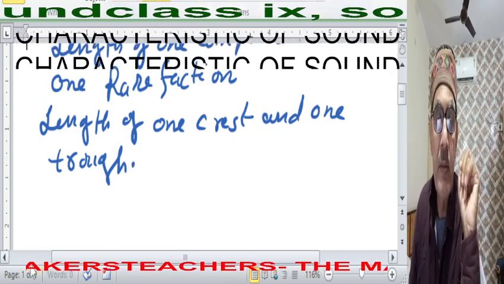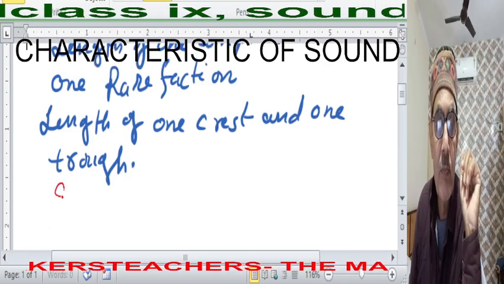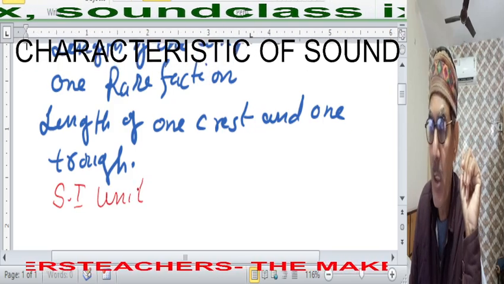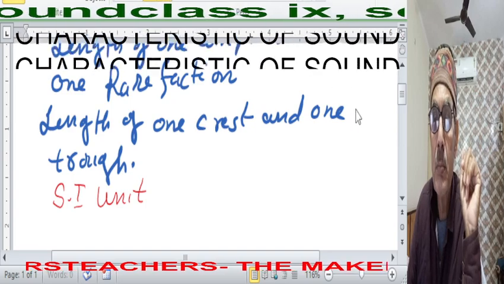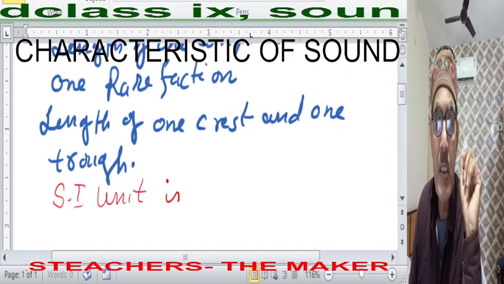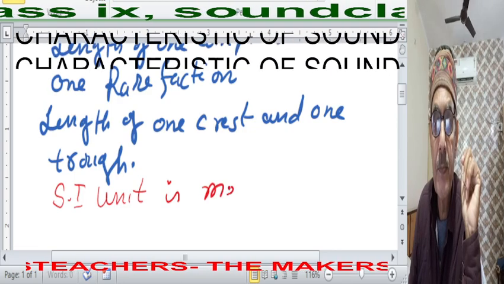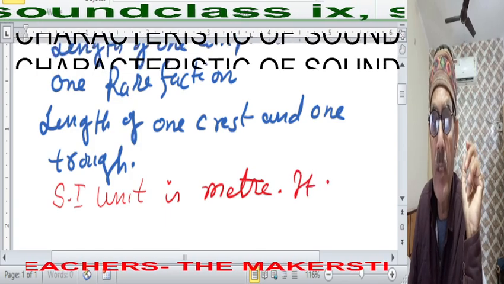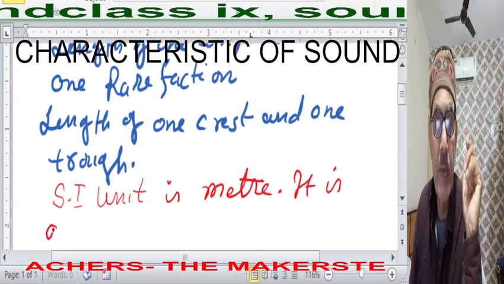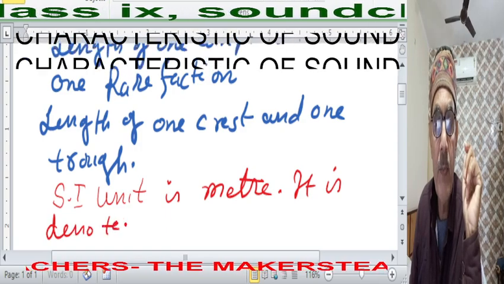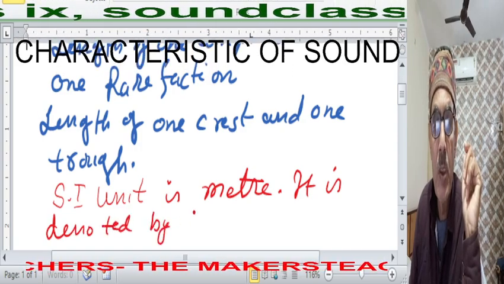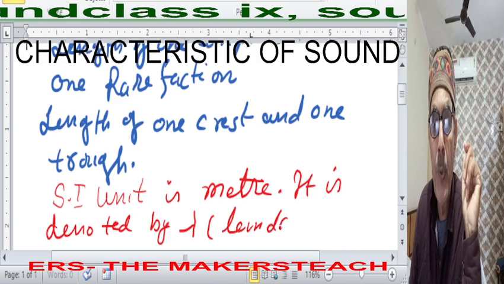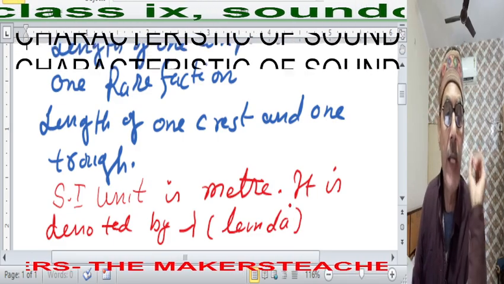SI unit of wavelength is meter, and it is denoted by lambda. This is lambda. It is denoted by lambda. Okay.